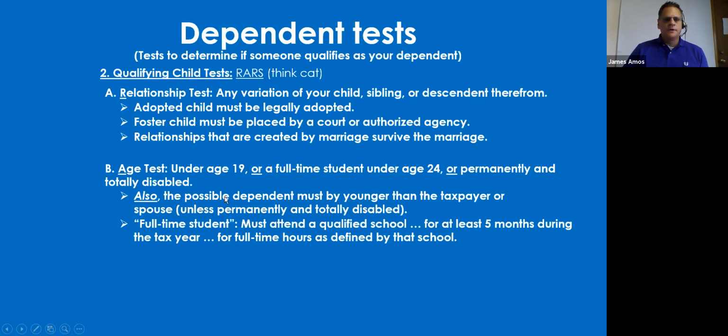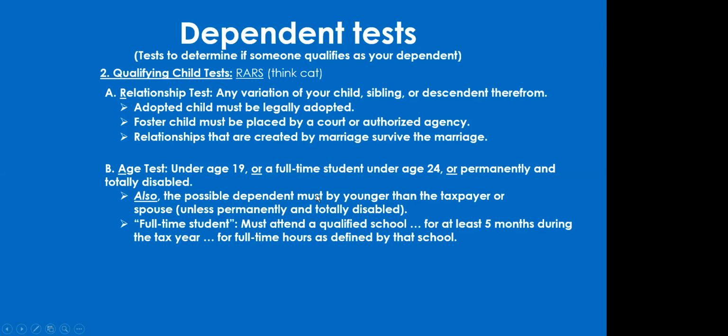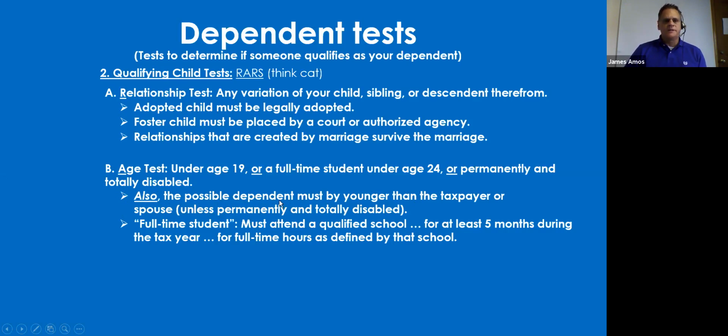Also, it's possible in some cases when somebody marries somebody significantly younger than themselves... Let me rephrase it. Also, the possible dependent must be younger than the taxpayer or spouse unless permanently and totally disabled. There are situations where somebody marries somebody significantly younger. Let's pretend, for example, there's a man and a woman. Let's say the man is significantly older. He has kids that are older than the woman that he married. In a situation like that, that woman cannot be claiming his child that's older than she is. So that's all it's saying.